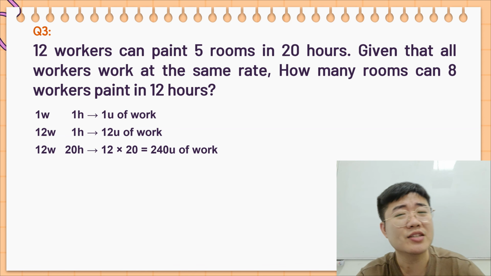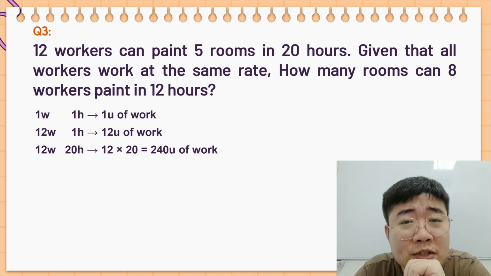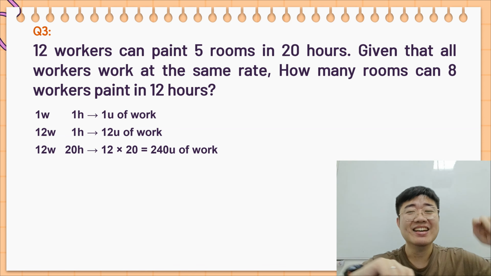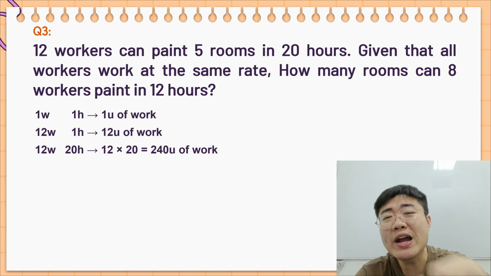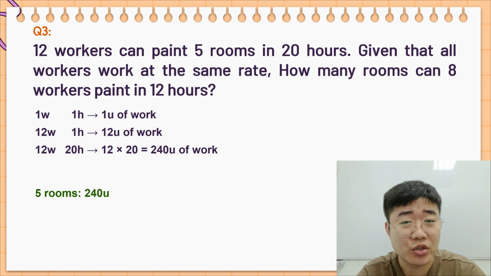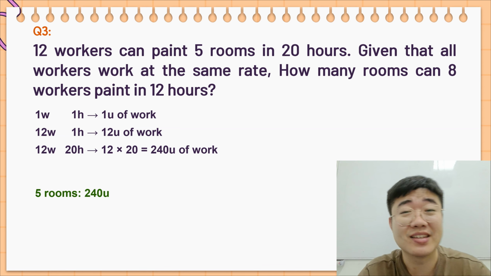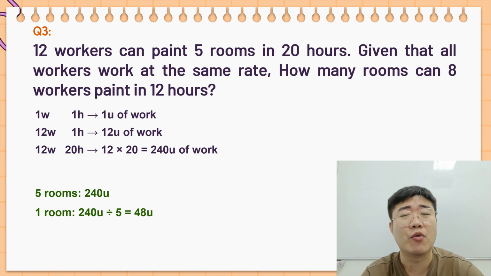So let me ask you this question. Now, in order to paint 5 rooms here, how many units of work has been done? Yes, they have done a total of 240 units of work. So 5 rooms will be 240U. How about 1 room? Since all the rooms are the same, we divide by 5. This will be 48U for 1 room.